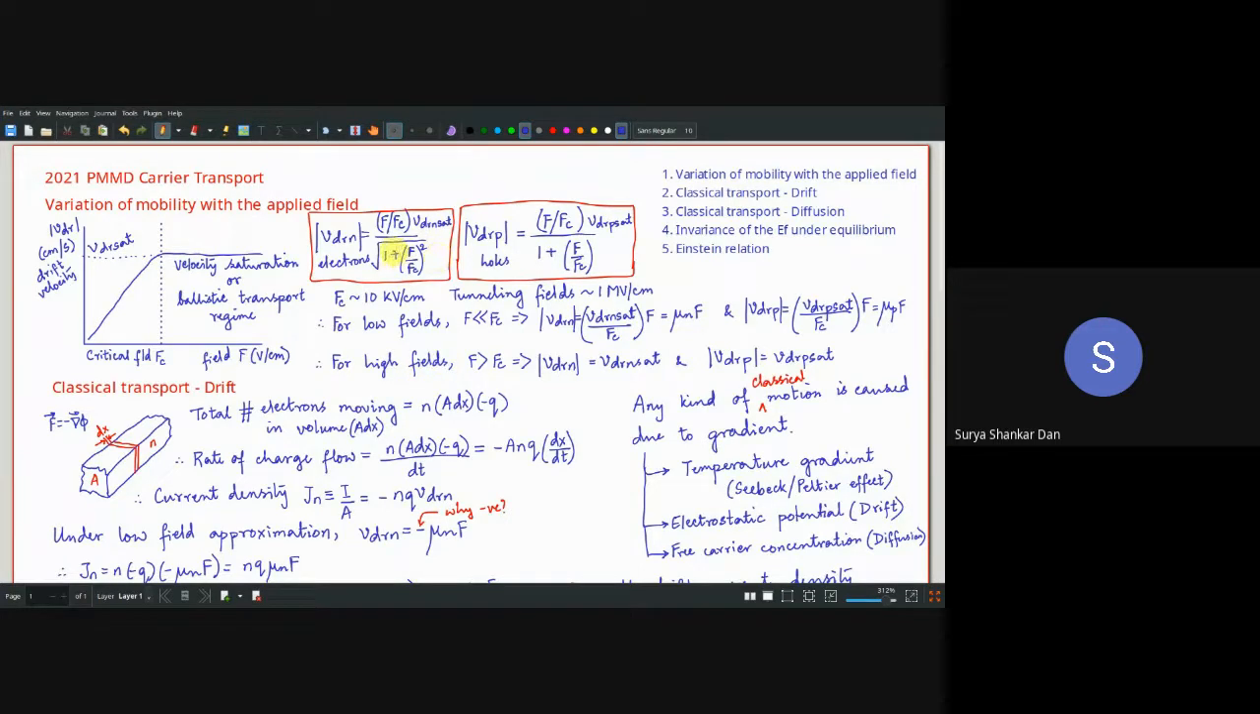Notice that for high electric fields, that means F is larger than FC. Then clearly, this 1 can be ignored with respect to (F by FC) whole square. Over here, 1 can be ignored with respect to F by FC. This F by FC will cancel with the numerator. Okay, you are left with only VDRN SAT and VDRP SAT. So that means your drift velocity happens to saturate beyond a field which is higher than FC.